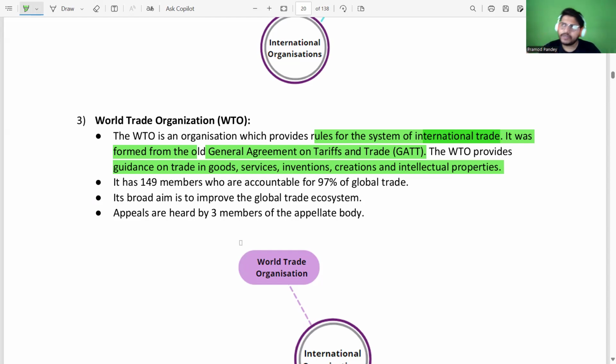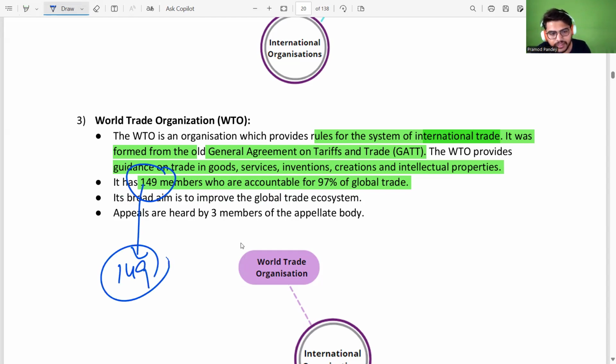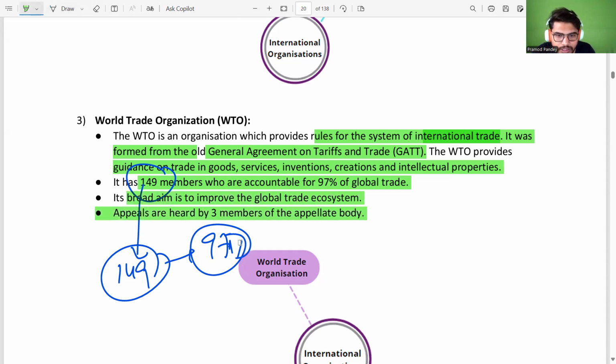When we talk about the World Trade Organization, it has 149 members, who are basically accountable for 97% of the global trade. These members are different countries. They're talking about 149 different countries who basically look after 97% of the global trade. Okay, so we can say that 149 countries are the ones who are looking after 97% of the global trade. They aim to improve the global trade ecosystem.